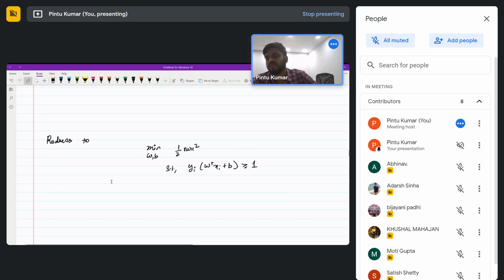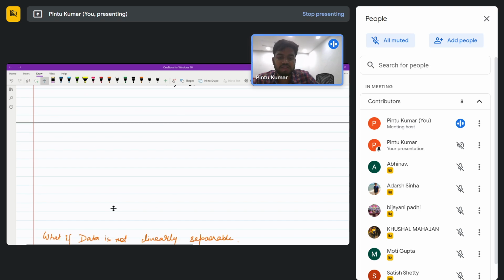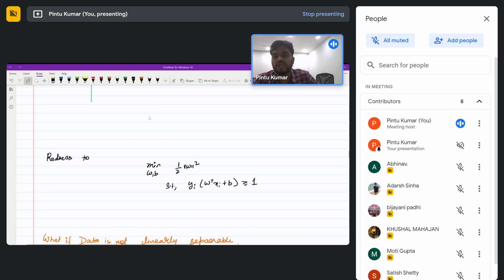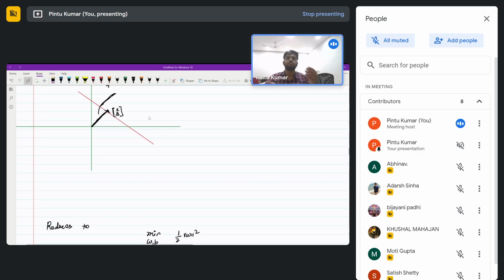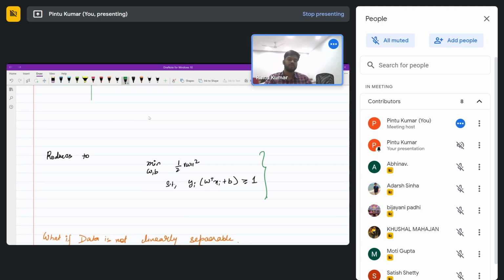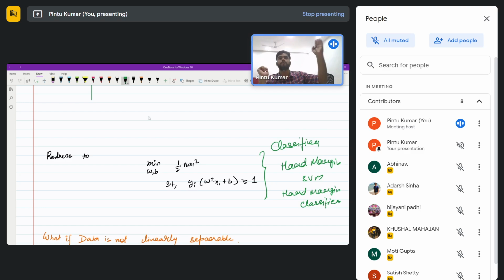Okay. So if your data points, whatever we discussed, are linearly separable, we assume them to be linearly separable. The kind of classifier that you obtain over here is known as a hard margin classifier, or hard margin SVM. What does this mean? On one side of my separating hyperplane, I have only one type of data points.